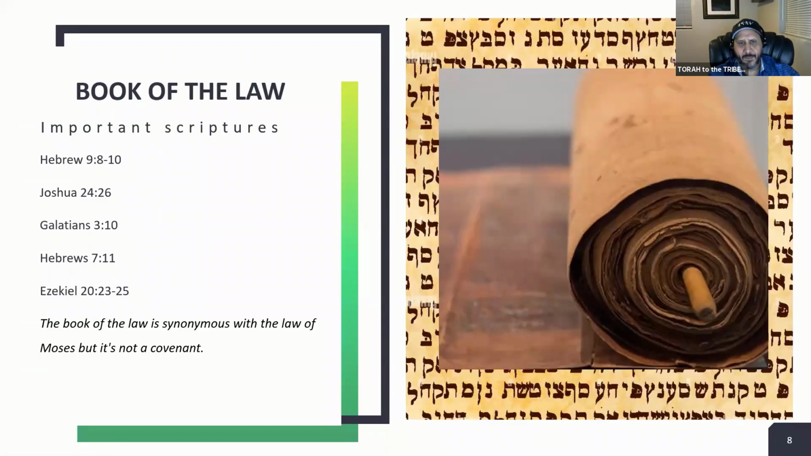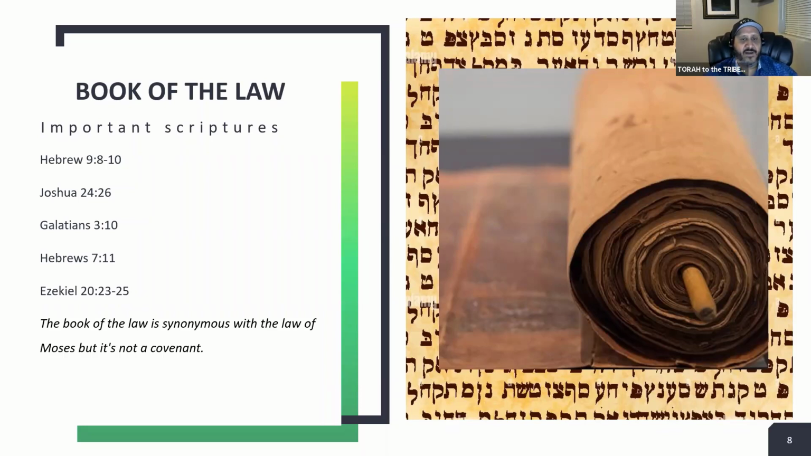So we are just a couple more slides. And I wanted to touch briefly on the book of the law. I want to go deeper into this because this is a very important subject to study if we're going to truly understand and be able to rightfully divide the word as it is written, so we can better comprehend it and walk it out.